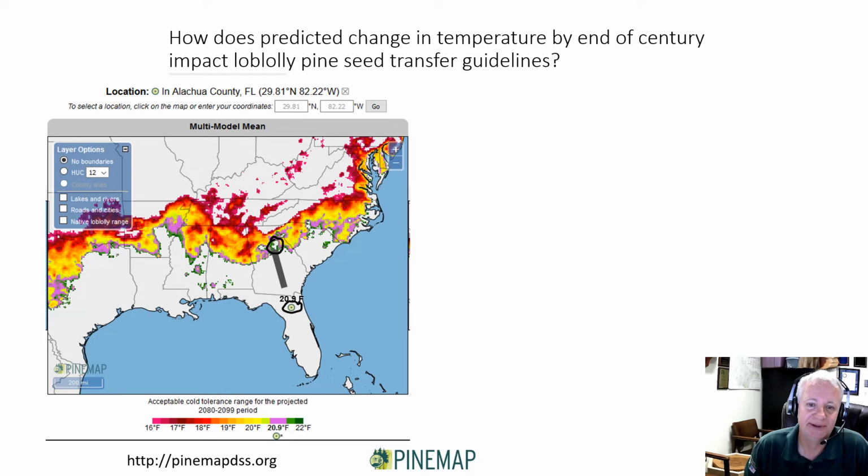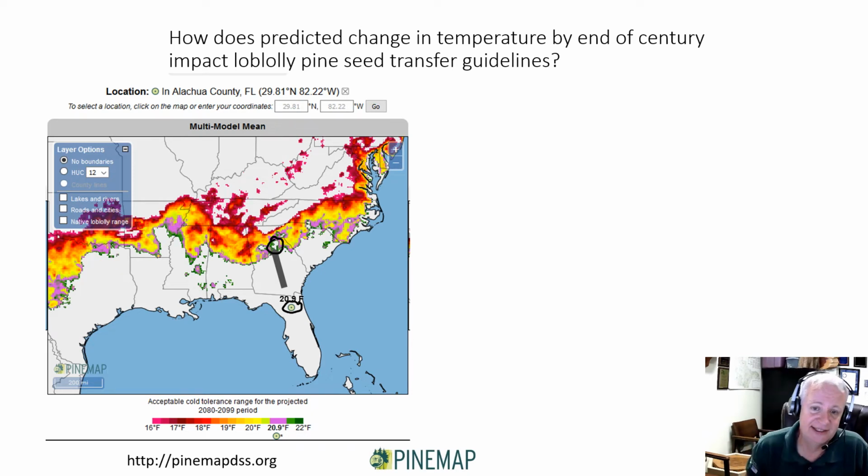Now I always say a couple of things when I'm looking at models like this. One is that there's obviously some uncertainty associated with this. There is uncertainty associated with climate models. So I wouldn't necessarily bet the farm on this exact prediction. But what this does tell me is, one, the directionality of the change. What this is saying is that as we move into the future, it's likely that you're going to be able to move seed further north than you were in the past.